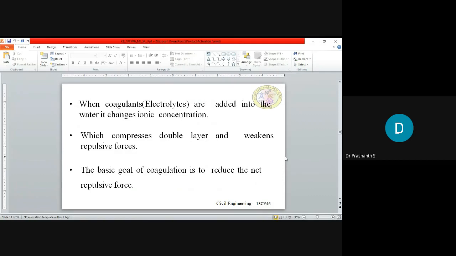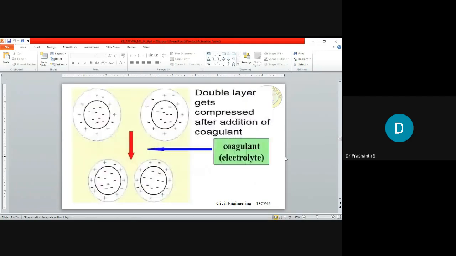When the coagulant is added, it is going to compress the double layer. When the double layer is compressed, it weakens the repulsive force of the colloid. Understand? Then this colloidal particle is going to attach to the electrolyte of the coagulant and falls down. So this is how the double layer gets compressed after addition of coagulant.